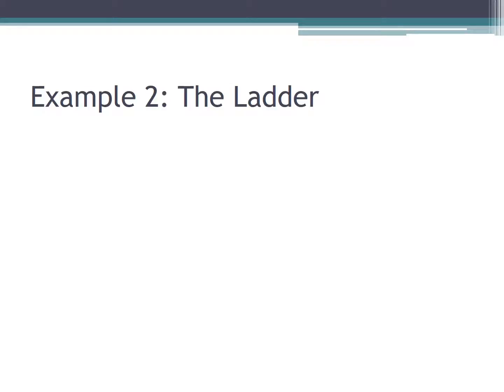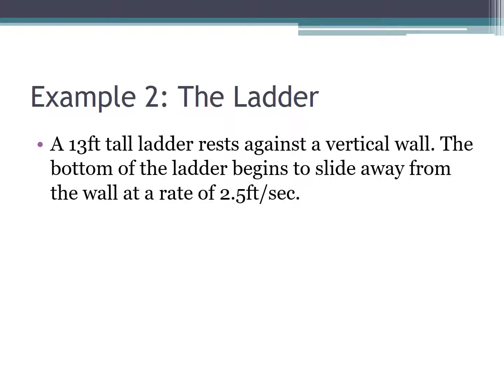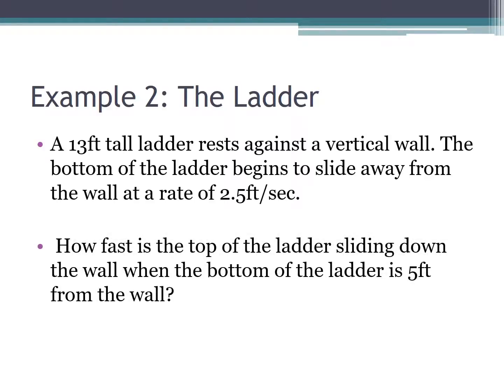Let's look at another example, a ladder. A 13-foot tall ladder is resting against a wall, and the bottom of the ladder begins to slide away from the wall at 2.5 feet a second. How fast is the top of the ladder sliding down the wall when the bottom of the ladder is 5 feet away from the wall?